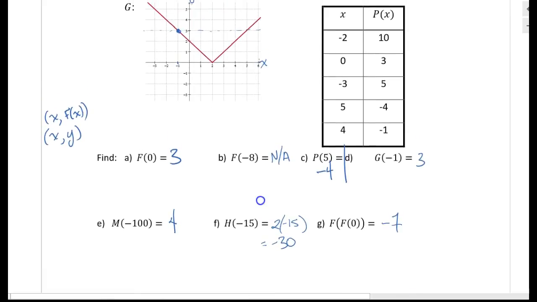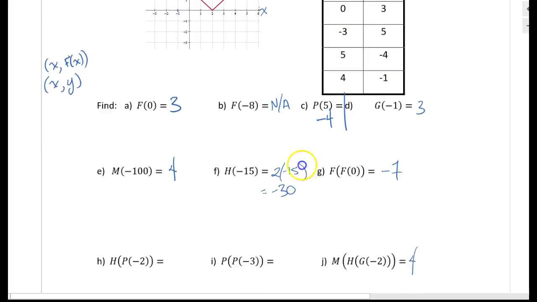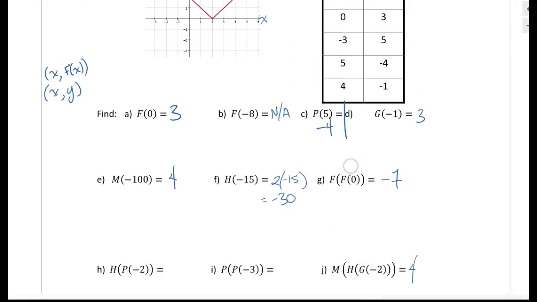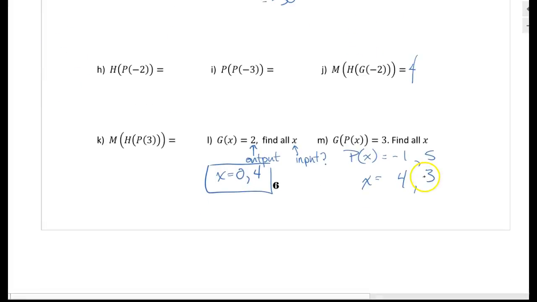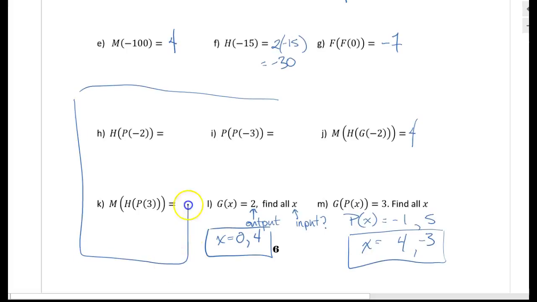Those are the outputs. P of x is negative 1. That gives me 4 as my x value. Positive 5 gives me negative 3. So 4 and -3. Now let me just check my signs. 4, negative 3. And there we go. So working backwards, still stepwise. So you've got a couple here to try on your own. You've also got the next couple pages to give a shot on your own, but this is the definition of composite functions.